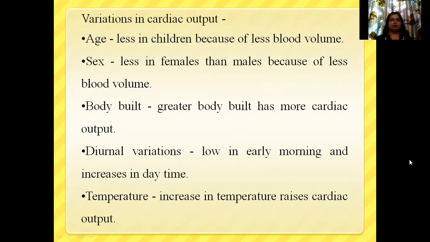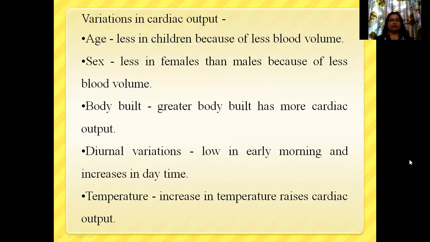Variations in cardiac output. Age: less in children because of less blood volume. Sex: less in females than males because of less blood volume. Body build: greater body build has more cardiac output. Diurnal variations: low in early morning and increases in daytime.